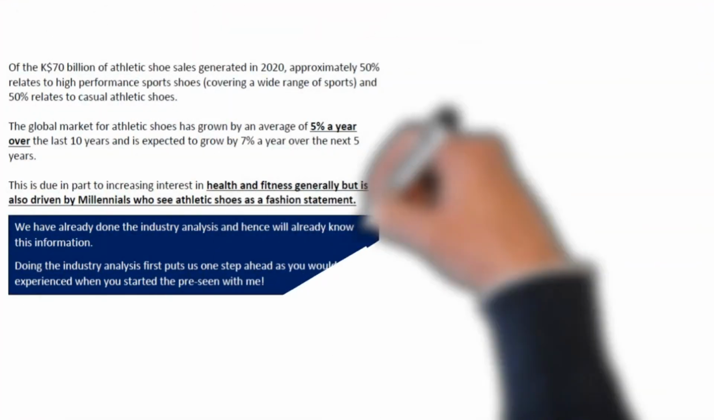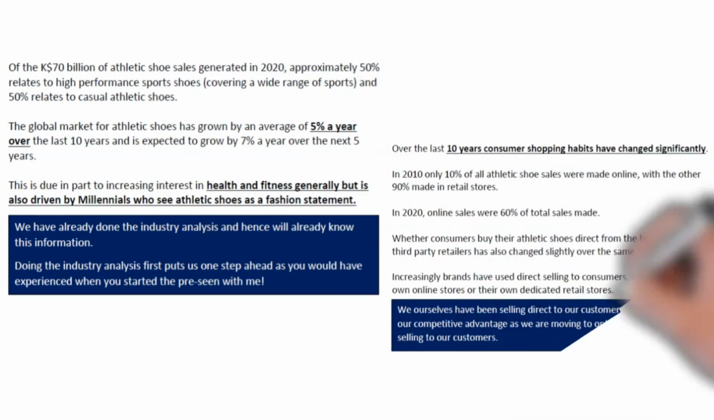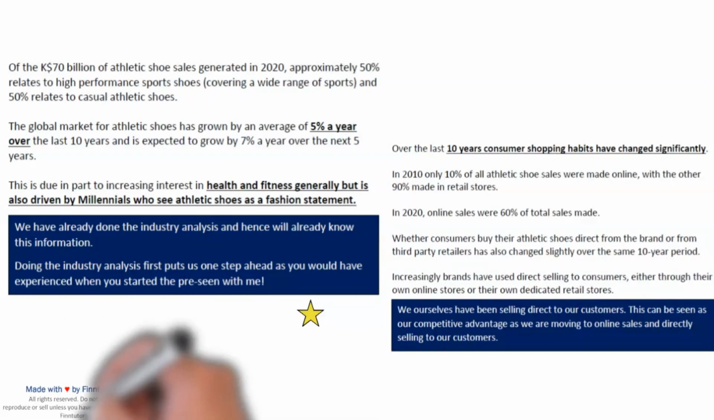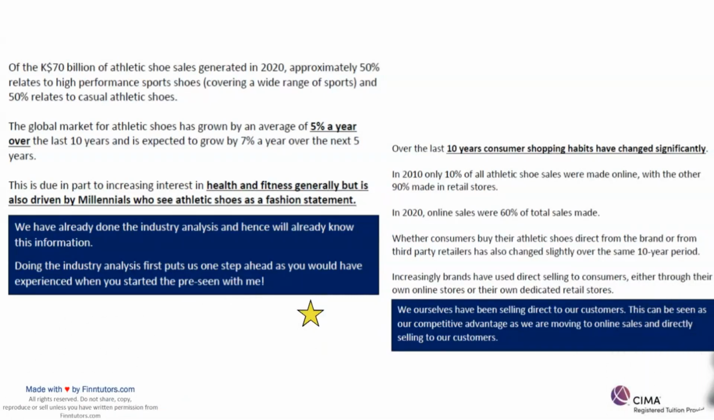Moving on, of the 70 billion entire athletic shoe market generated in 2020, approximately 50% relates to high performance shoes and 50% relates to casual shoes. The global market for athletic shoes has grown at an average of 5% a year over the last 10 years and is now expected to grow by 7%. So, in this industry analysis that they've given, it's showing the same trends that the market is growing. This is due in part to increasing interest in health and fitness, but generally also driven by millennials who see athletic shoes as fashion. We've already done this. You're already one step ahead.